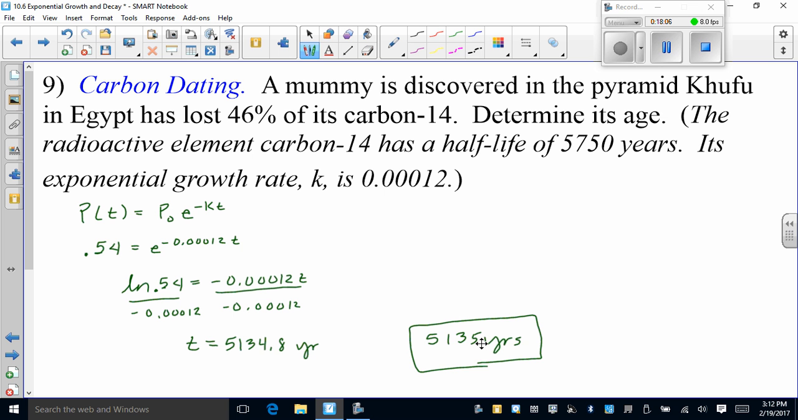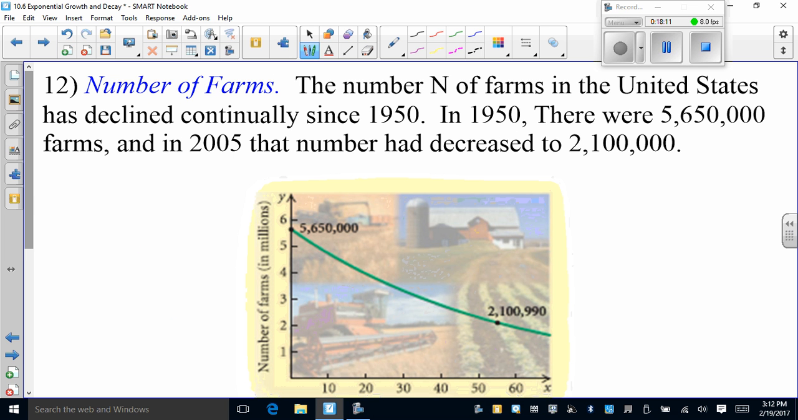Okay, number of farms. The number N of farms in the United States has declined continually since 1950. In 1950, there were 5,650,000 farms, and in 2005, so 55 years later, that number had decreased to 2.1 million. We are going to change these into millions. So the first thing they're going to ask us for is the k value and the function.